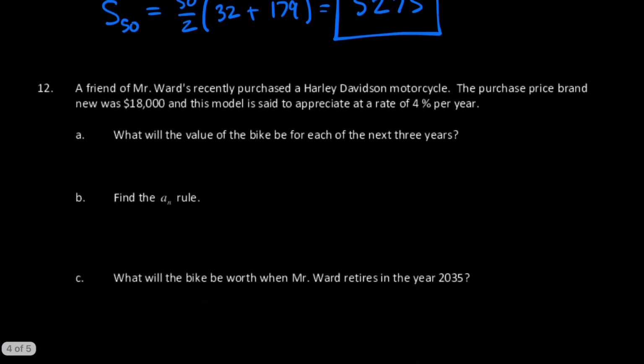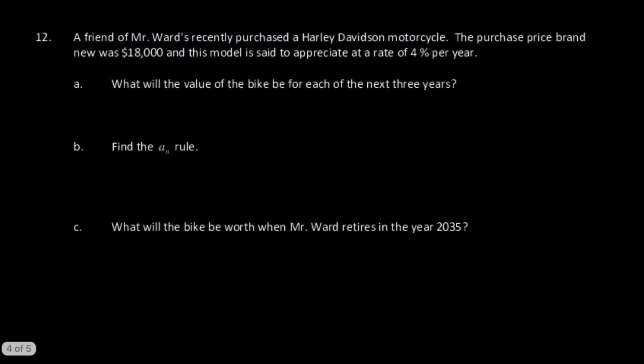Okay, another application problem here. A friend of Mr. Ward's recently purchased a Harley-Davidson motorcycle. The purchase price, brand new, was $18,000, and this model is said to appreciate at a rate of 4% per year. What will the value of the bike be for each of the next 3 years? So we're appreciating. That means we need to multiply by something more than 1. So A sub 1 is pretty straightforward. That's the purchase price. A sub 2 is going to be that purchase price times 1.04. That's what we call the growth factor, right? If it increases 4%, you have to multiply by 1.04.